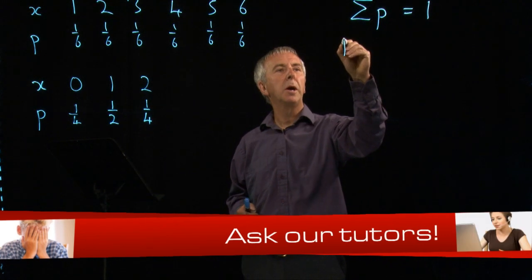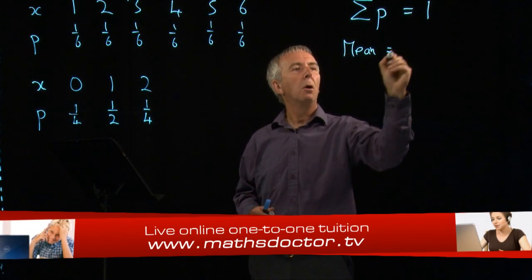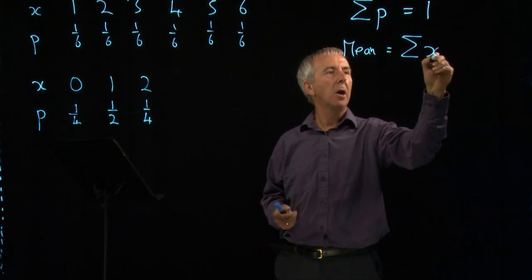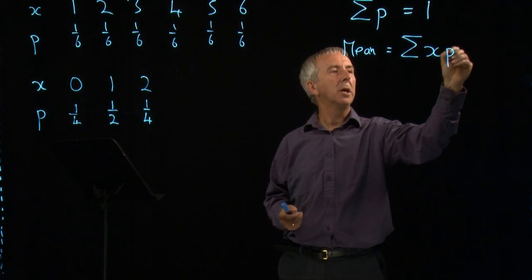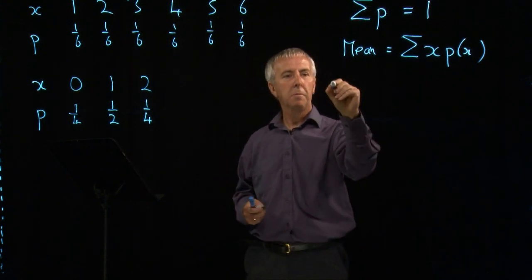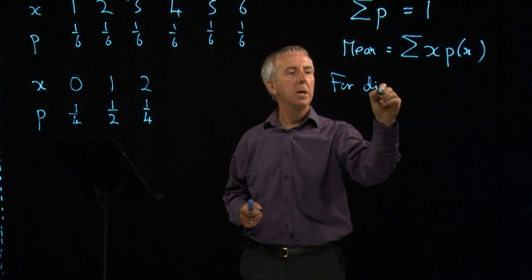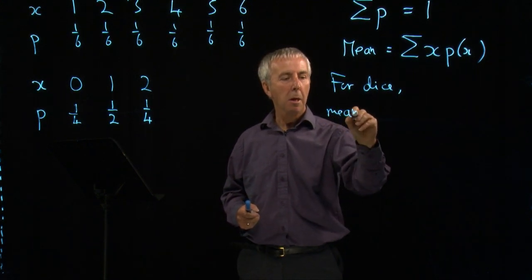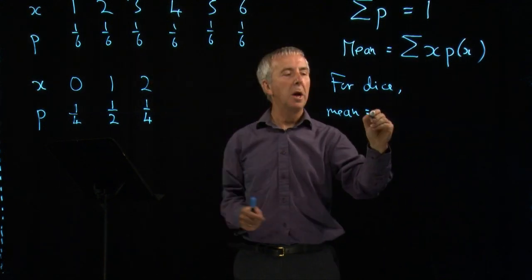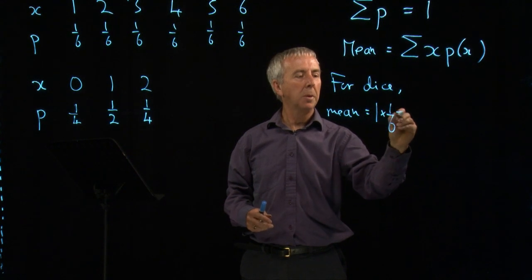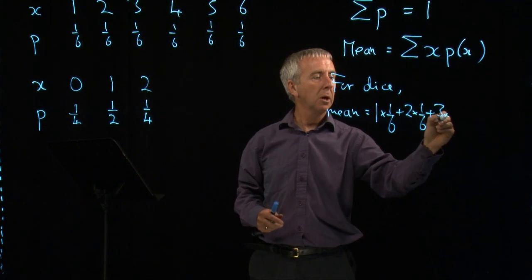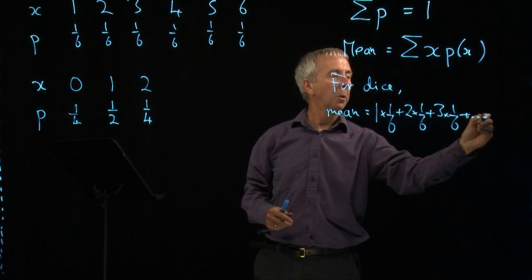And one interesting one is to work out the mean value of the experiment. And we do this by, again, adding up each possible outcome times the probability of that outcome. So let's see how that works for the dice. So for the dice, the mean, I have to take each possible outcome, multiply by the probability. So the first outcome was 1, multiplied by its probability. And the next outcome was 2 times 1/6, 3 times 1/6, and so on.